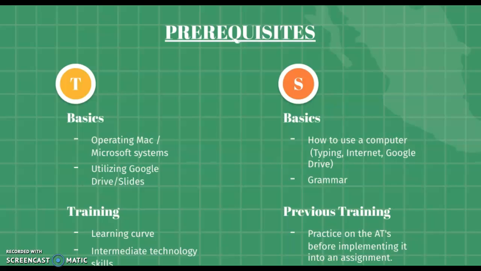For students, they also need their basics on how to utilize a computer, so just typing, getting on the internet, being able to use Google Drive as well. As far as creating the actual project, they do need to know about grammar, so forming paragraphs, sentence creation, things like that. They would also need to have used both Kidspiration and WordQ5 previously so that they know how to utilize those and navigate through those different systems. I would suggest doing this just on its own before adding it into a project.